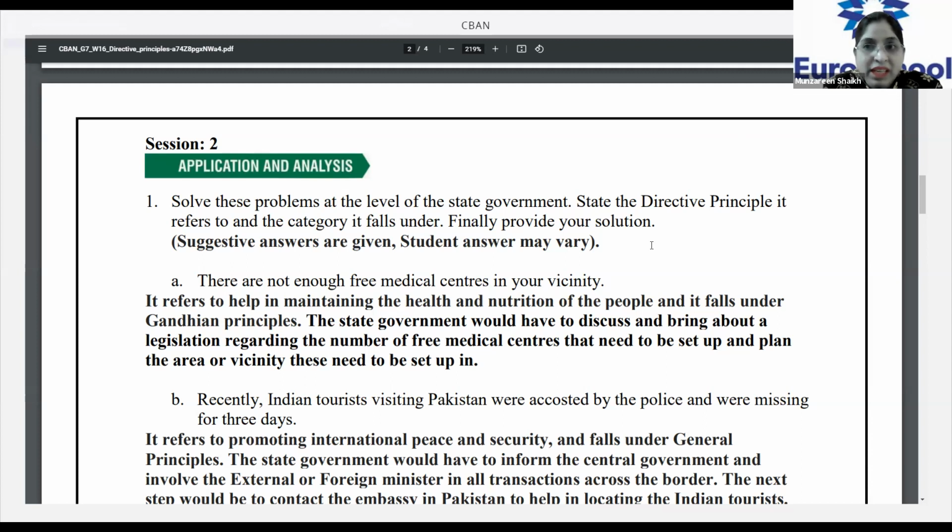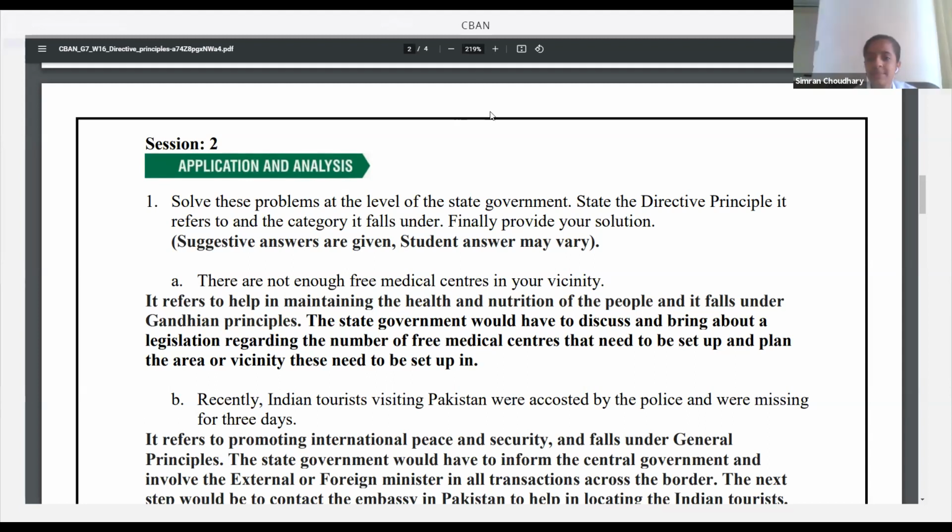There are not enough free medical centers in your vicinity. That means the place where you all are living, there you do not have enough medical centers. So this is the problem. Now first tell me which directive principle it refers to and which category. It refers to Gandhian principle. Yes, very good. Why, Yash? Why do you think it refers to Gandhian principle? What is the point referred in the Gandhian principle? Which principle is given related to this problem?